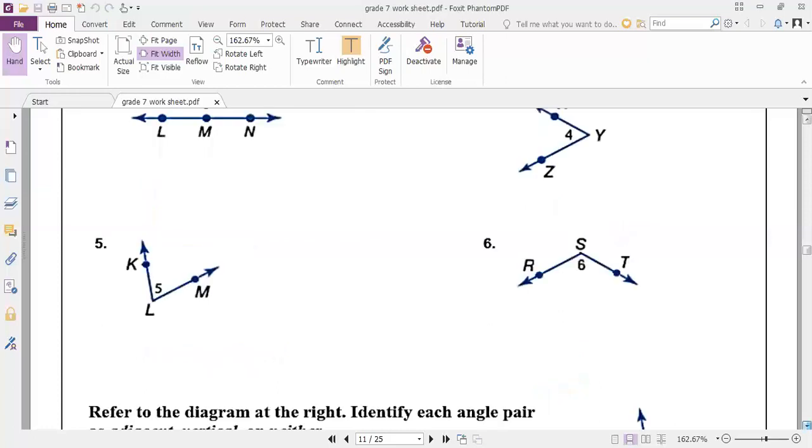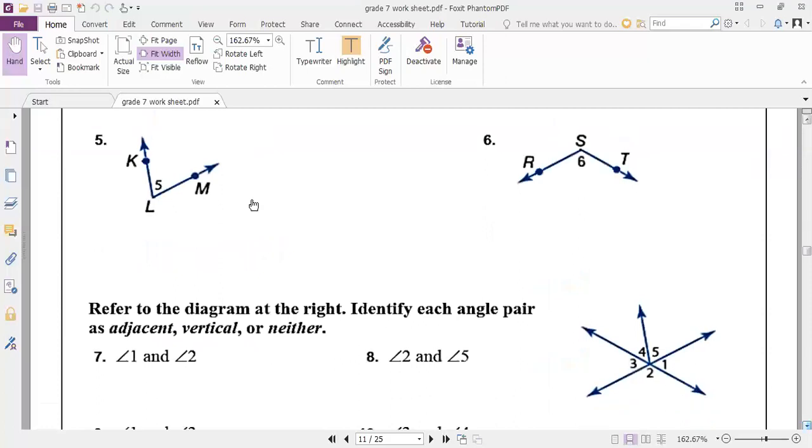We need to go now to another type, number 5. I can see number 5 here is a small angle, right? It's a very small angle. If the angle is very small like this one, what can we say about it?